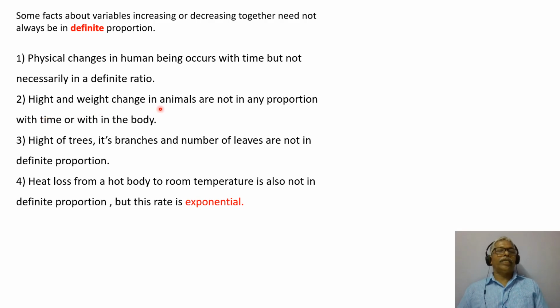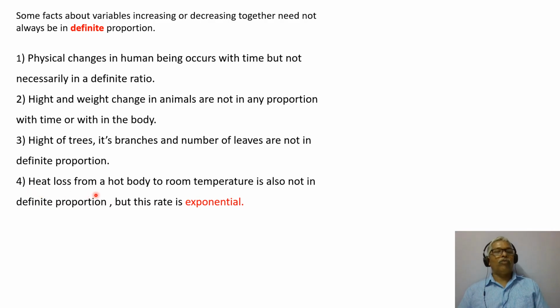Height and weight changes in animals are not in any proportion with time or within the body. That means height increases, weight increases, but not by proportion. Not that in the first year you will have 1 foot or 2 feet like that. Third one: height of trees, branches, and number of leaves are not in definite proportion. One branch may have more leaves, or one side of the tree may have more branches, and they are not in proportion.